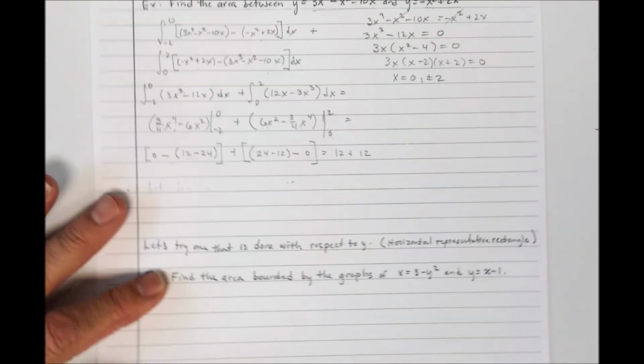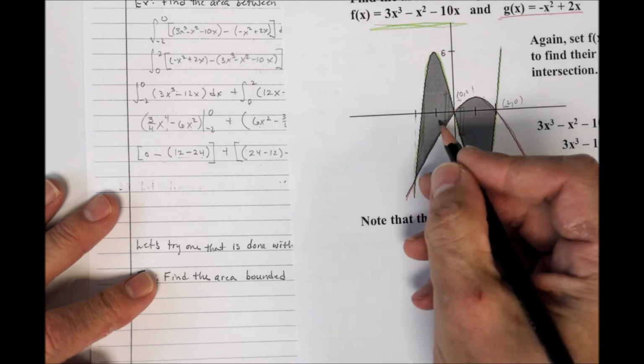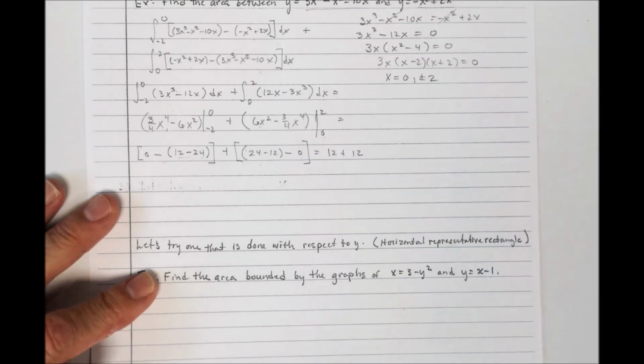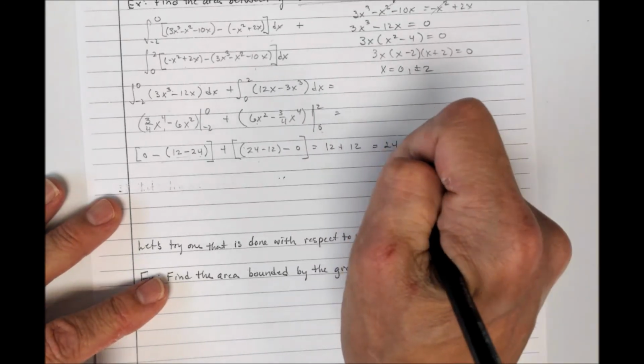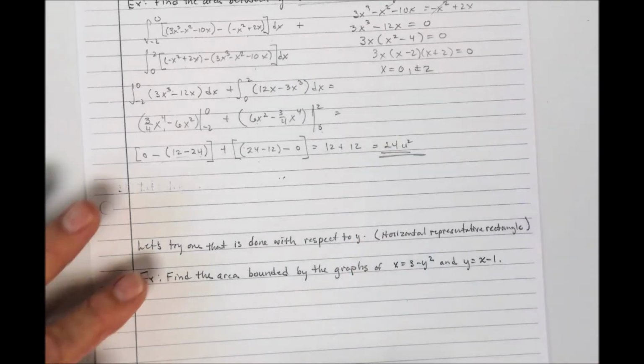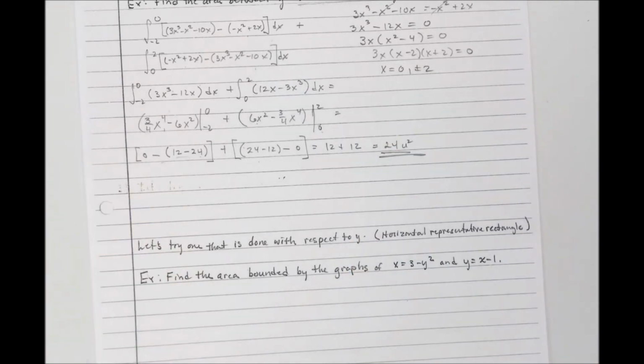Kind of neat. They look very different, but they have the same area. They're both area 12 square units. So that gives me 24 square units. And there's my answer there. All right. Everybody good?